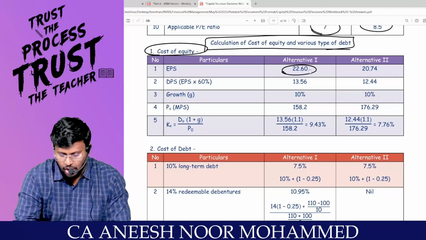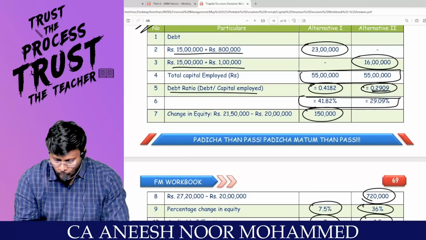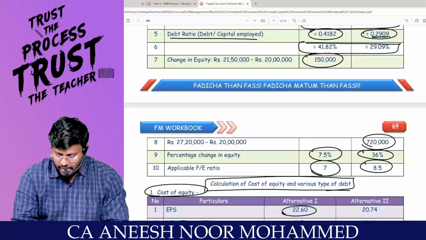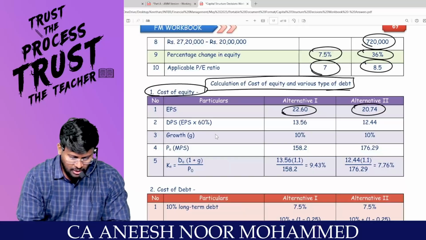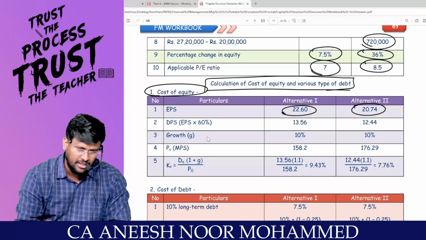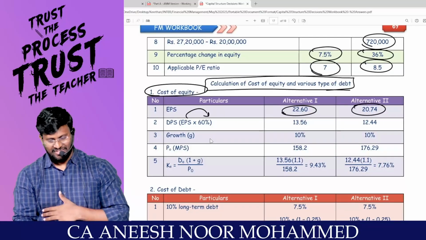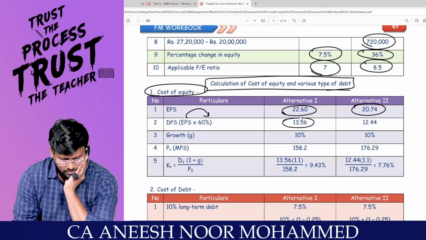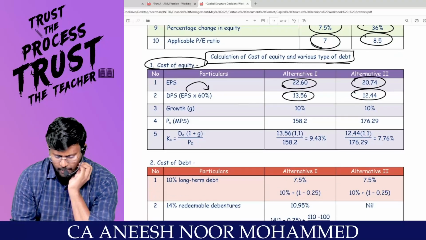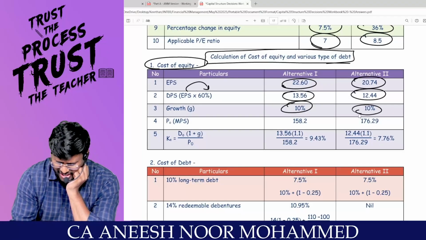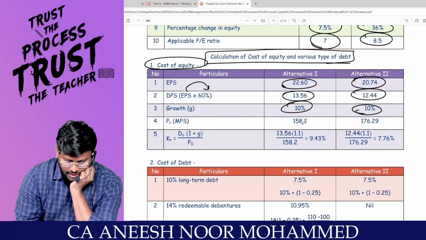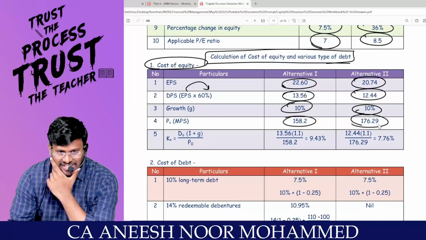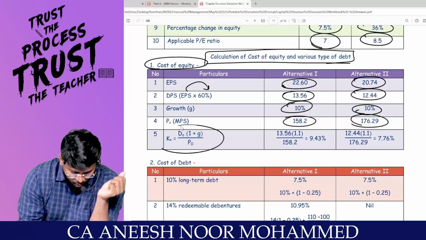What is the EPS? Alternative number 1: 22.6, here 20.74. Sir, dividend payout ratio is given: EPS into how much percent? 22.60 into 60% is 13.56, and here 12.44. Correct? Growth is already given straight away in the question. Sir, MPS 0 you just found: under option 1, 158.2, and 176.29.